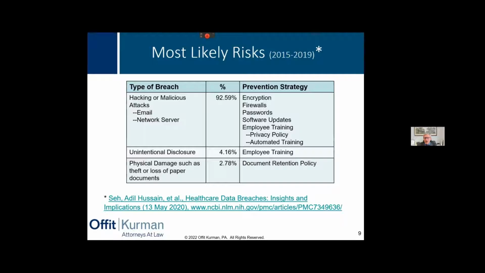You can automate employee training through several commercially available software as a service vendors so that you can have a way of tracking that they are maintaining currency in their knowledge of privacy and data security practices. The second leading cause of data breach incident is unintentional disclosure. And as I said before, employee error is the most common cause of that, and employee training is therefore the most obvious mitigation strategy.